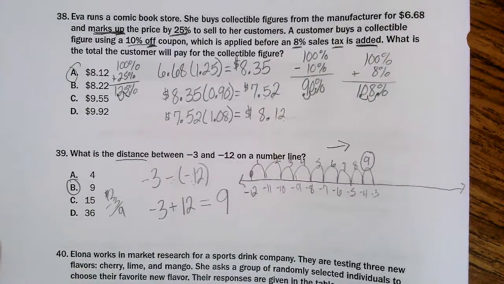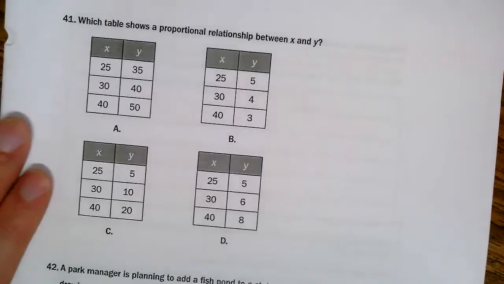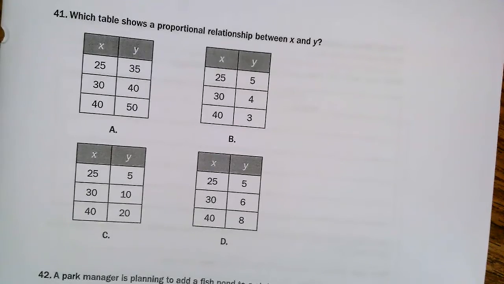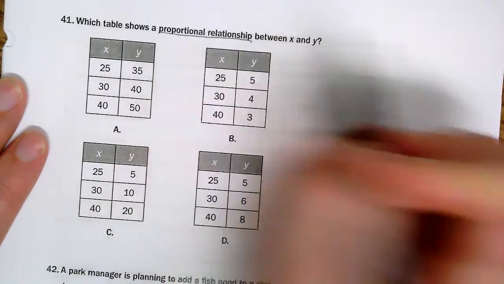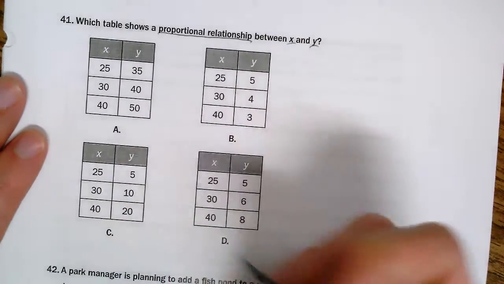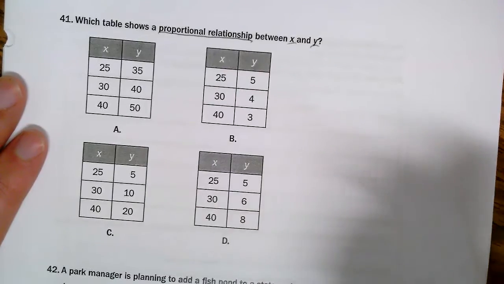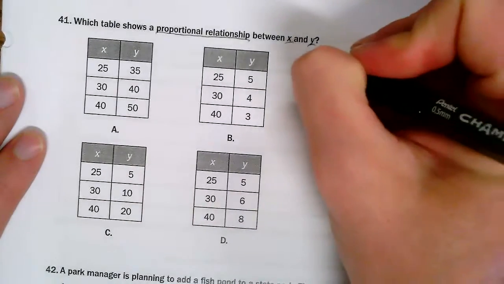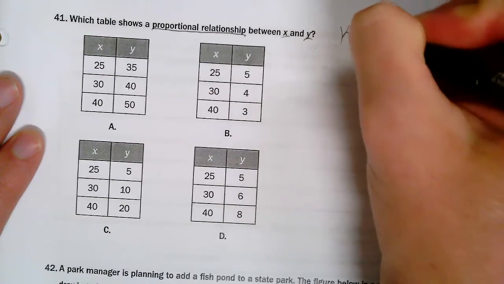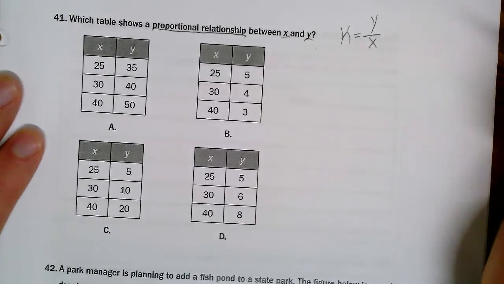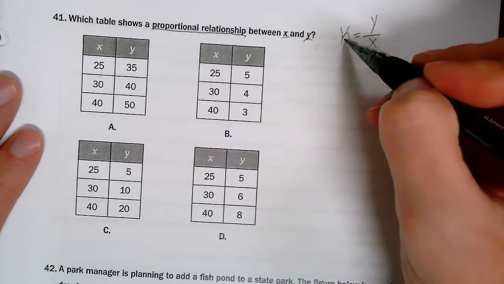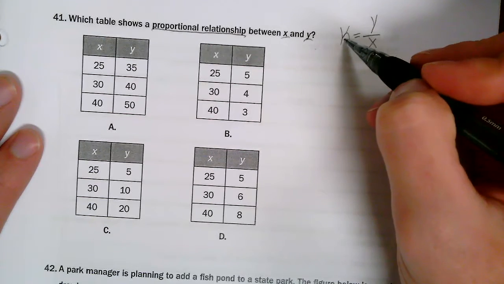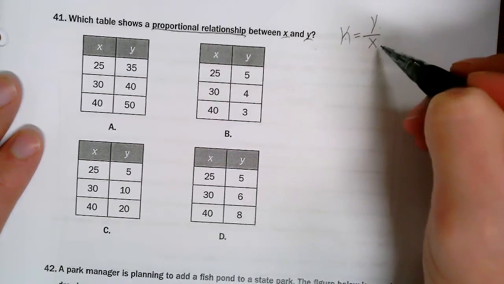And then for your last problem is number 41. Okay, number 41 says, which table shows a proportional relationship between X and Y? Okay, when we're looking for proportional relationships and all we have to go on is X and Y, we have a formula. We're looking for the constant of proportionality, okay? And we have a formula. K equals y over x. All right, in order for this to be a proportional relationship, our constant, our K, must be the same every time. And to get our K, we take y and divide it by x.